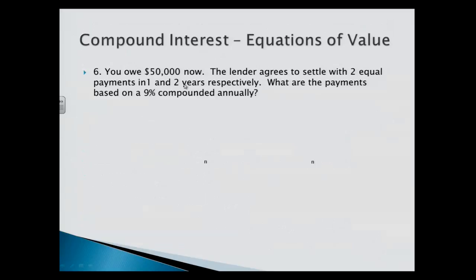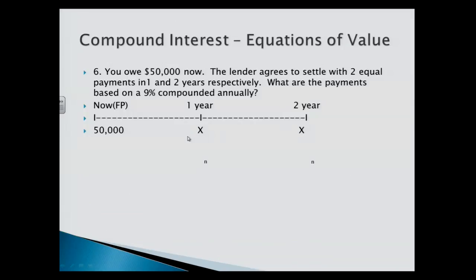One of the favorites. The lender agrees to settle with 2 equal payments, 1 year and 2 years respectively. What are the payments based on 9% compounded annually? So we owe $50,000 today. We're going to pay half of it in 1 year and part of it in year 2. But these X's are going to be the exact same amount. So we have 3 different times here. We've got to equate them all at one focal point. I've chosen now as the focal point because $50,000 is how much we owe now.